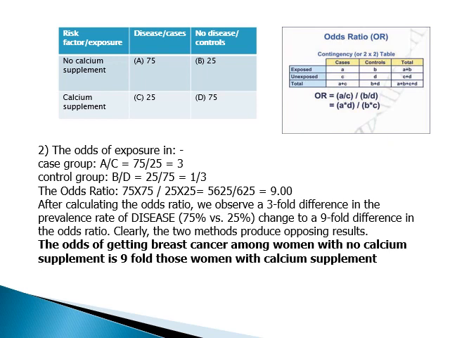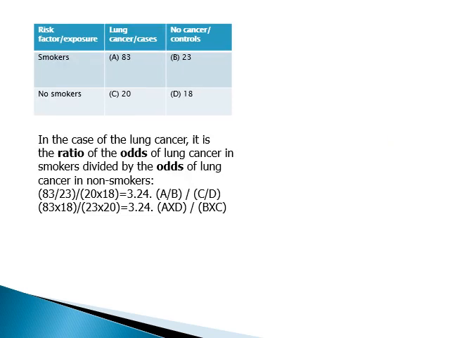After we calculate with the two methods at the right, A divided by C divided by B divided by D, or A multiplied by D divided by B multiplied by C, it will give the same answer. So the odds of getting breast cancer among women with no calcium supplement is 9-fold those of women with calcium supplement.